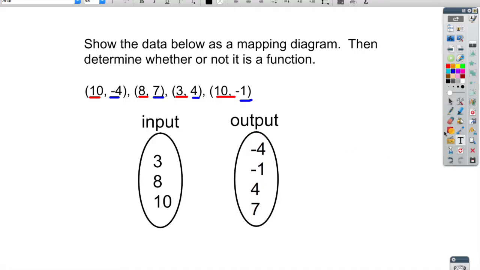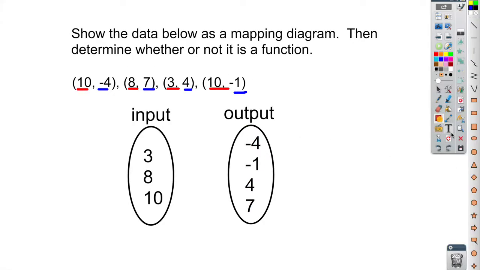Okay, now finally I pair them back together again. I have to reestablish these different paired relations. So 10 paired with -4, 8 paired with 7, 3 paired with 4, and 10 paired with -1. All right, so then determine whether or not it is a function.